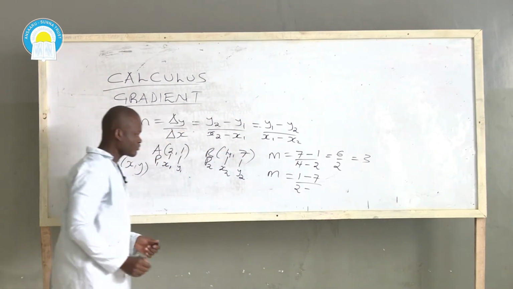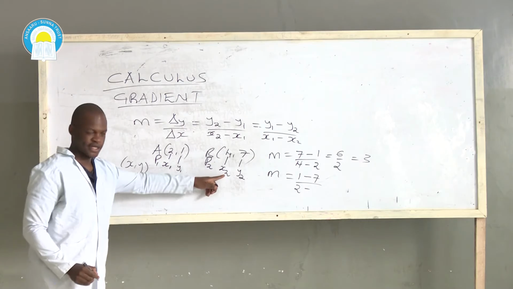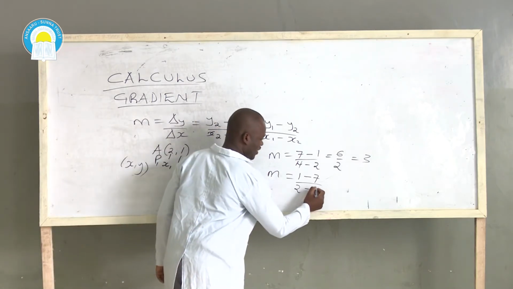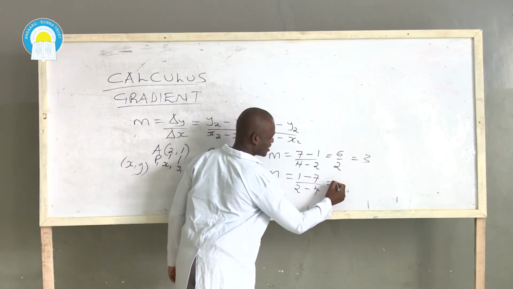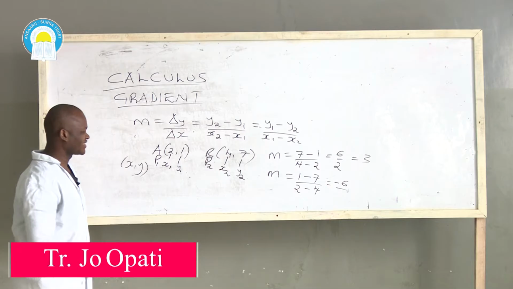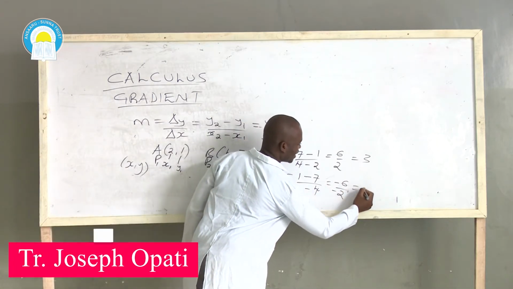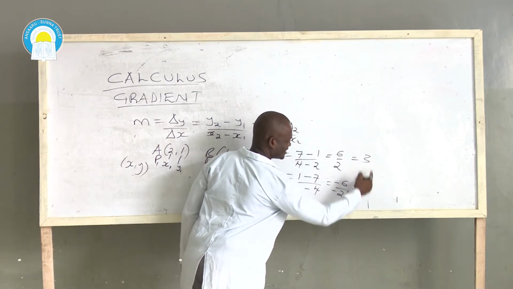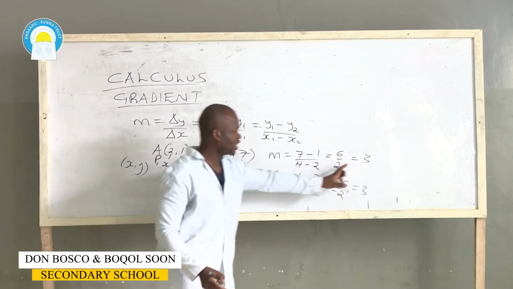Then, the x2 value is given by 4. Now, that workout will give us 1 minus 7, which gives us what? Negative 6. Then 2 minus 4 gives us what? Negative 2. In the end, we end up with the same outcome as we got from the previous workout.